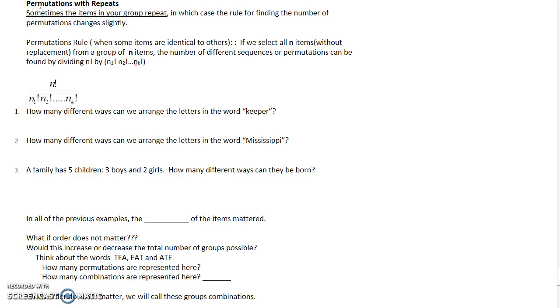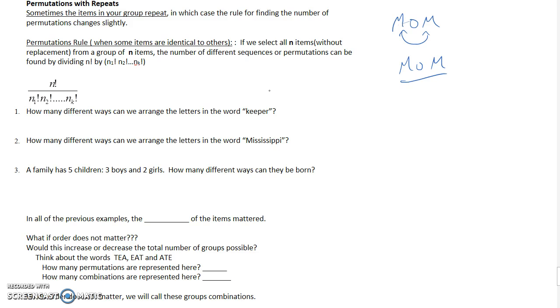Alright, so the next thing we're going to talk about is permutations with repeats. This is kind of what I alluded to in the previous video. If I take a word like M-O-M, mom, and I switch those M's, it's still M-O-M, right? That's not a different arrangement. That doesn't count as a different permutation. So sometimes items in your group repeat, in which case the rule for finding the number of permutations changes slightly.